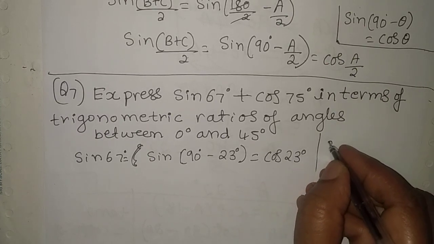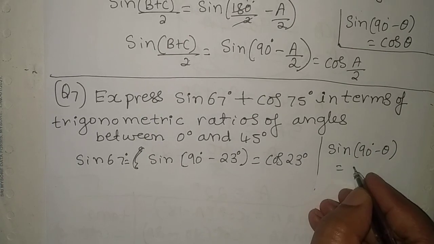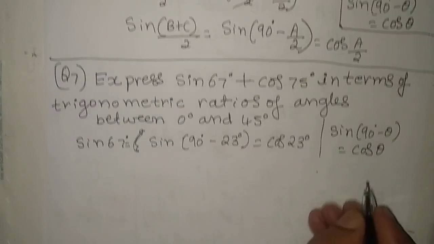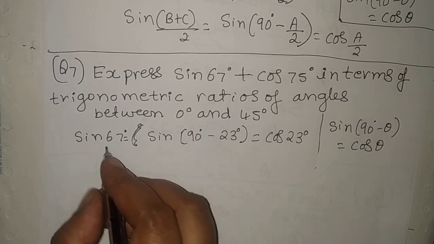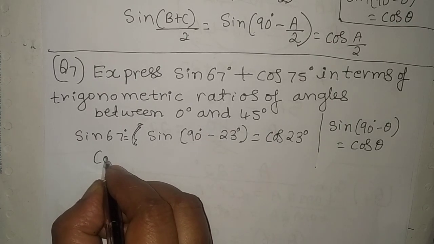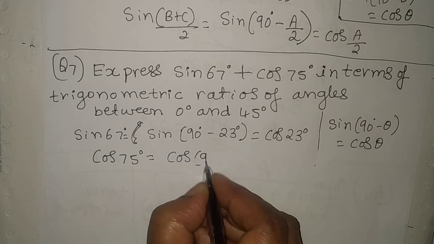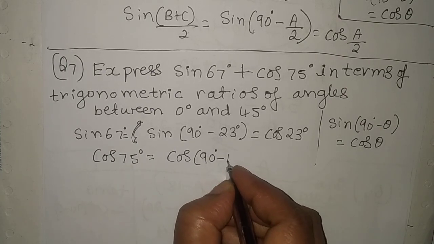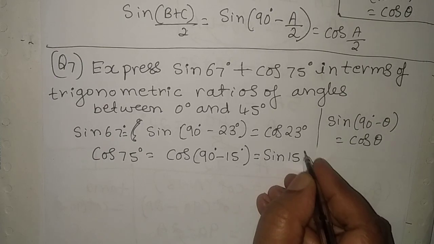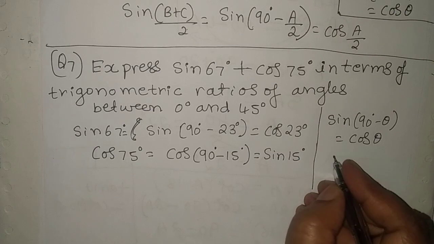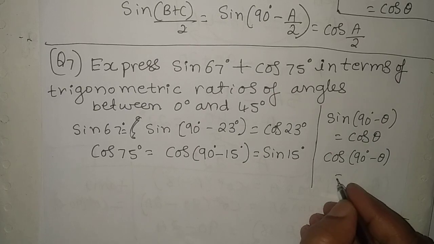As we know, sine of (90 minus theta) is equal to cos theta. So this is the first one. Then next, cos 75 degrees can be written as cos of (90 minus 15) degrees, which is equal to sine 15 degrees. So we know that cos of (90 minus theta) is equal to sine theta.